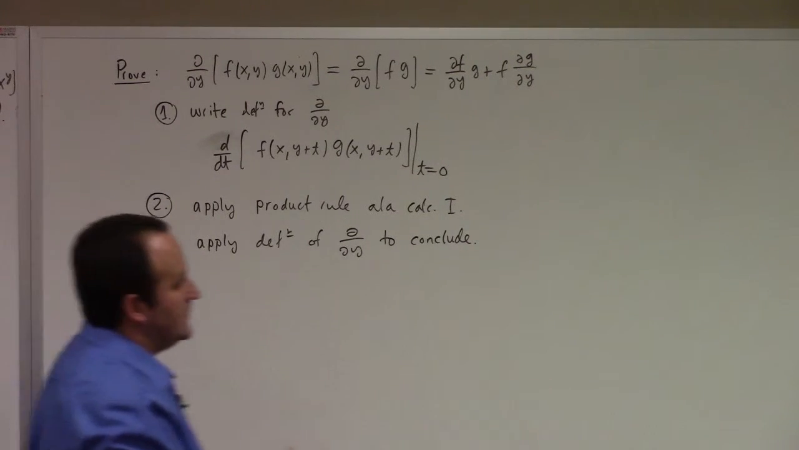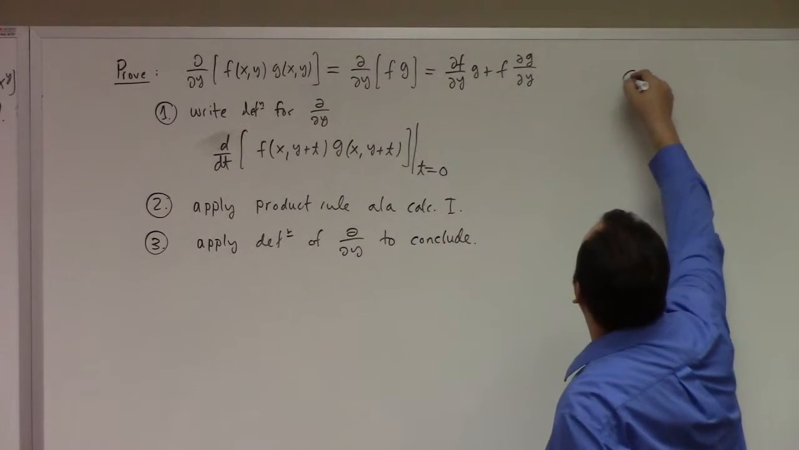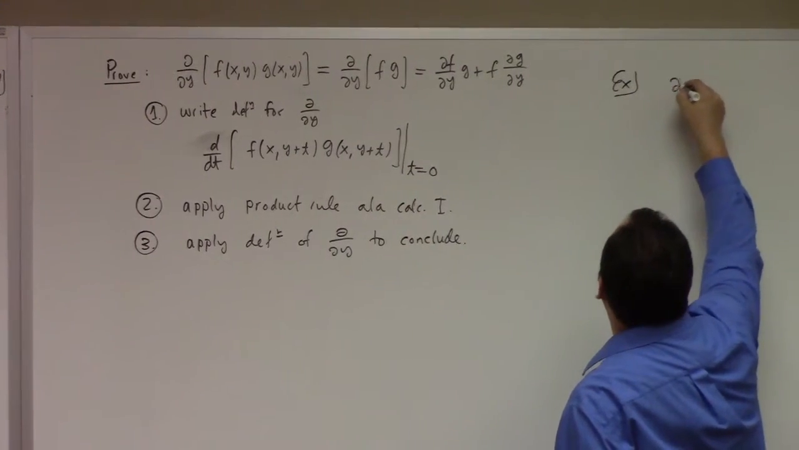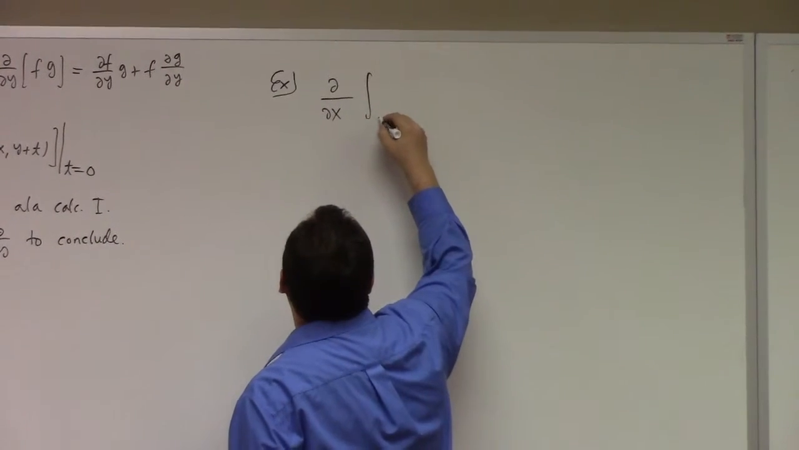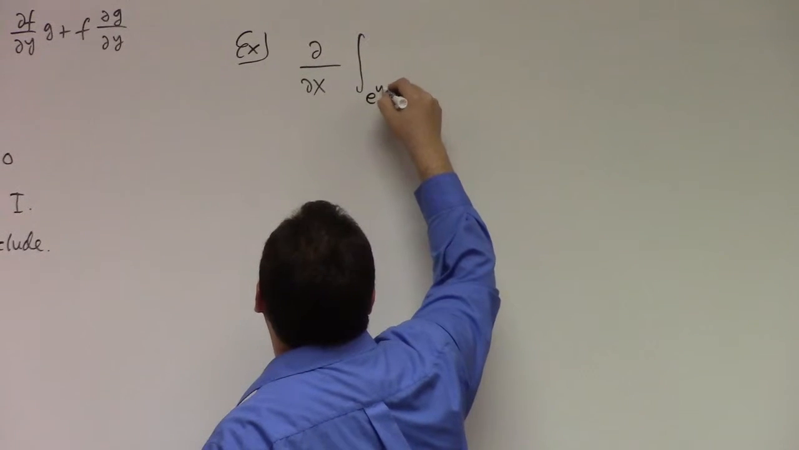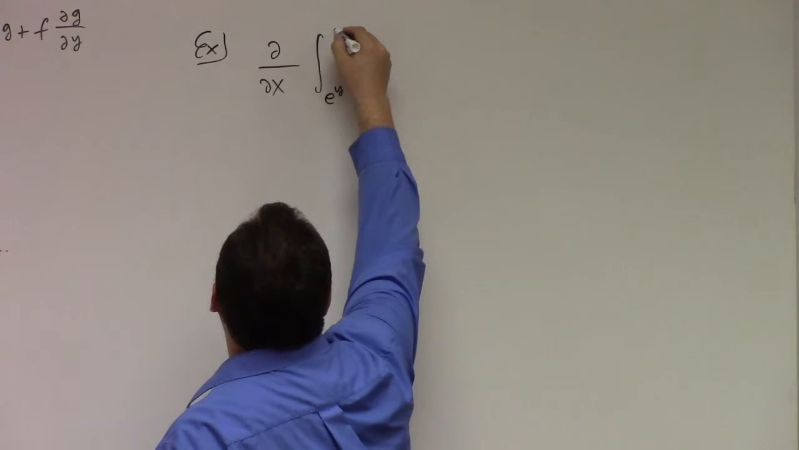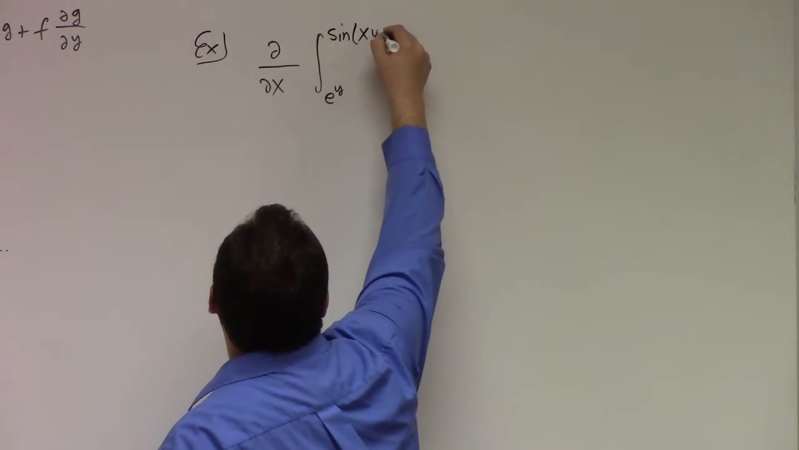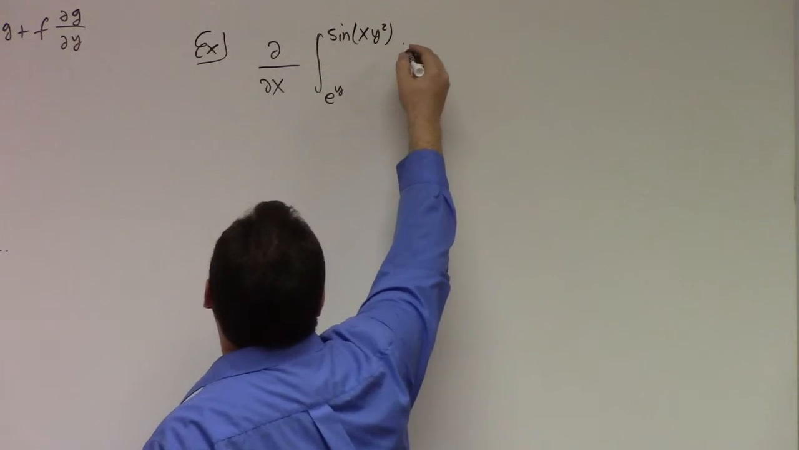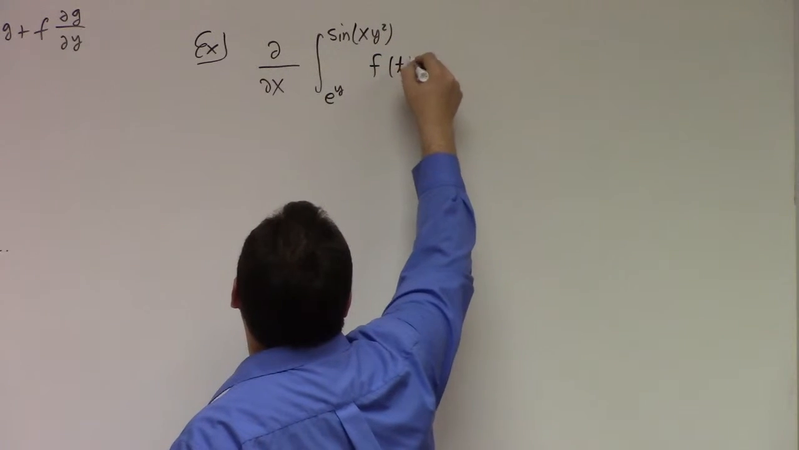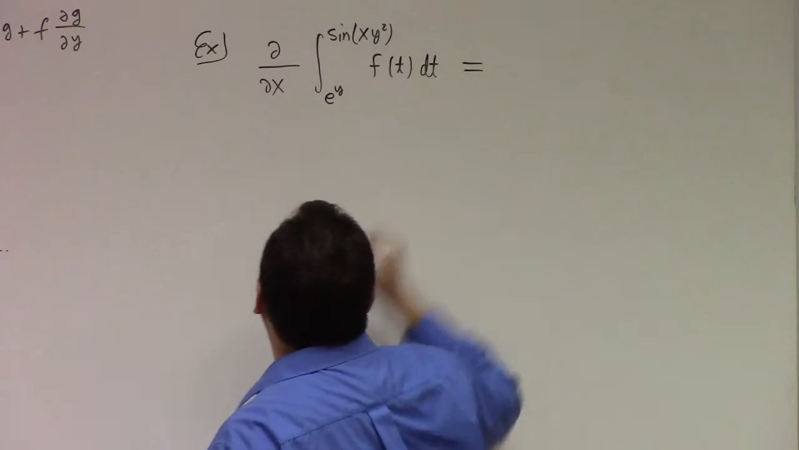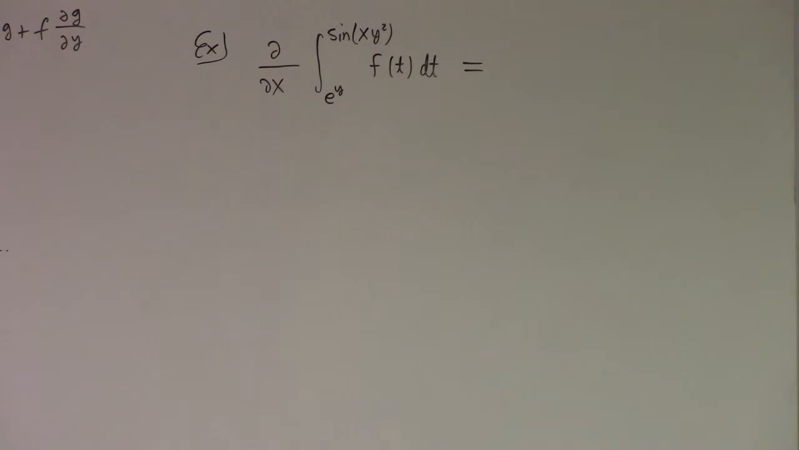So let's see, here's an example. This one maybe will take you back a little bit. Partial x of the integral from, let's say, e to the y to the sine of xy squared of f of t dt, where f is some function. Let's say it's continuous, so the integral makes sense. How would you do this?